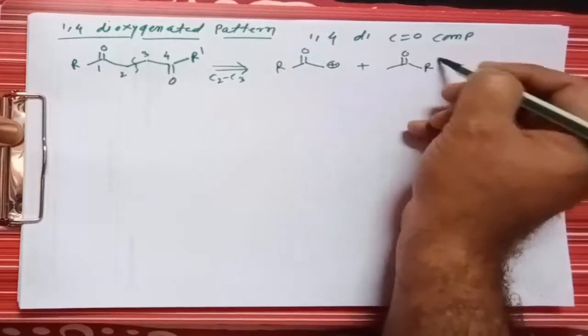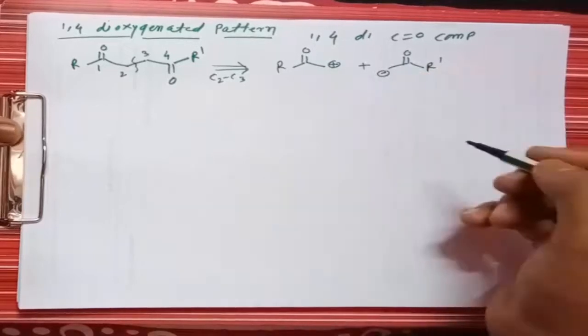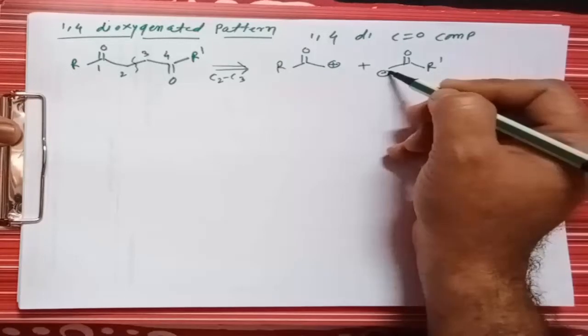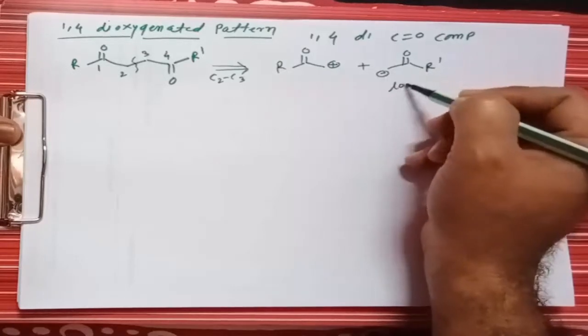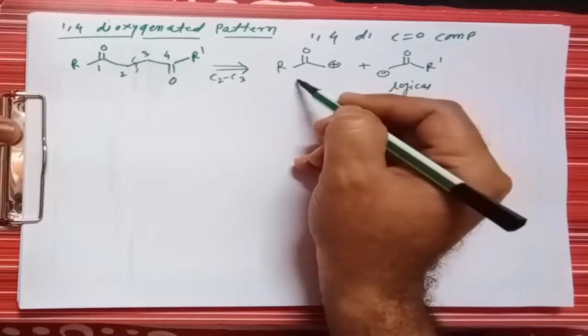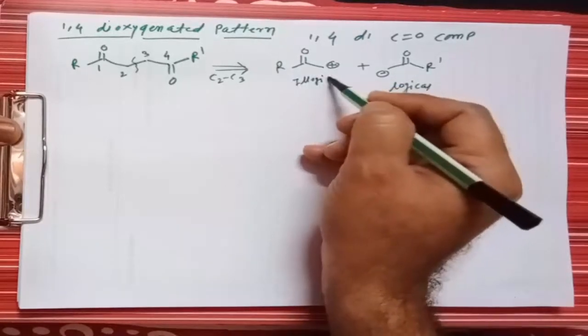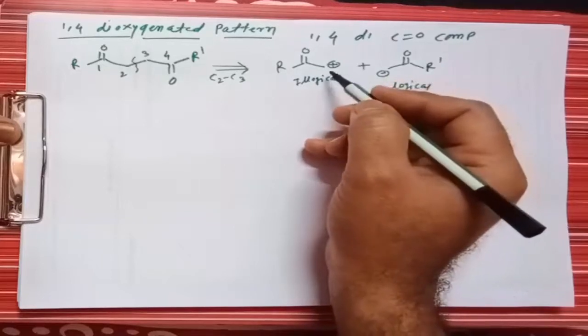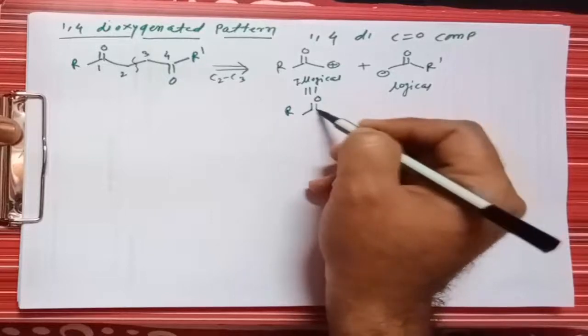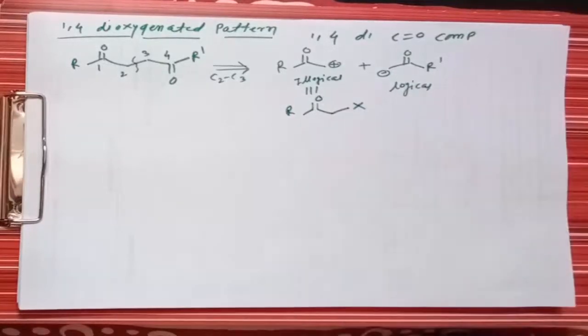We know that a negative charge on the carbon adjacent to the carbonyl is logical, right? But the positive charge on the carbon next to the carbonyl compound is illogical, right? And the illogical synthon will be converted into the synthetic equivalent by taking R C double bond O CH2X, right? So this is the synthetic equivalent for the illogical, that is the carbon near to the carbonyl compound, right?